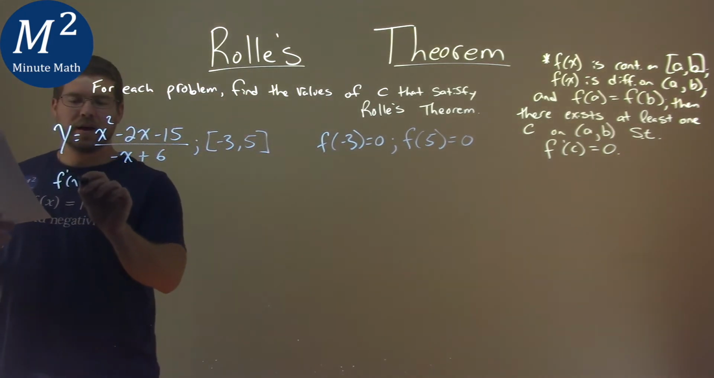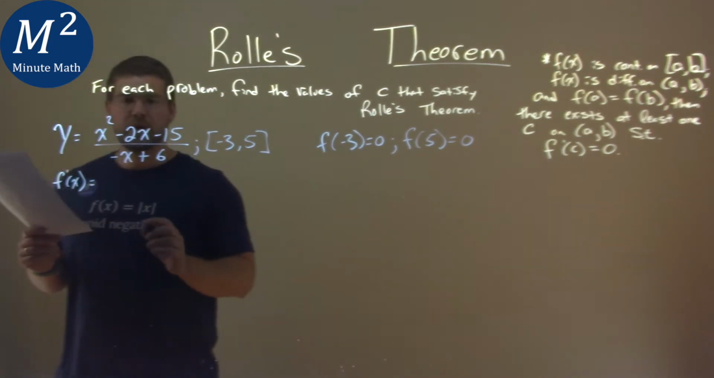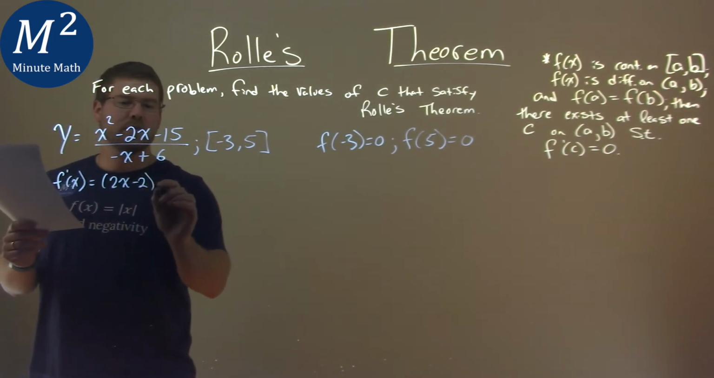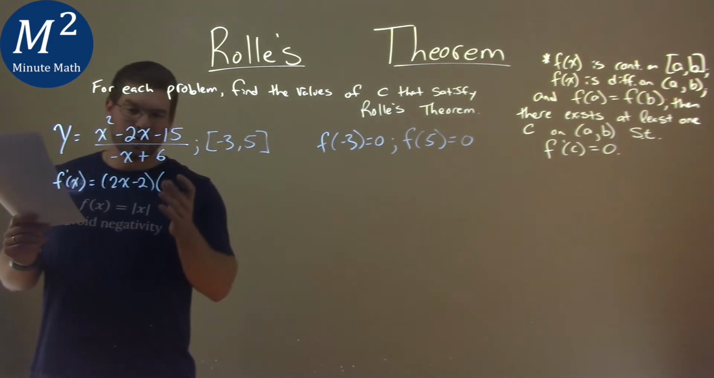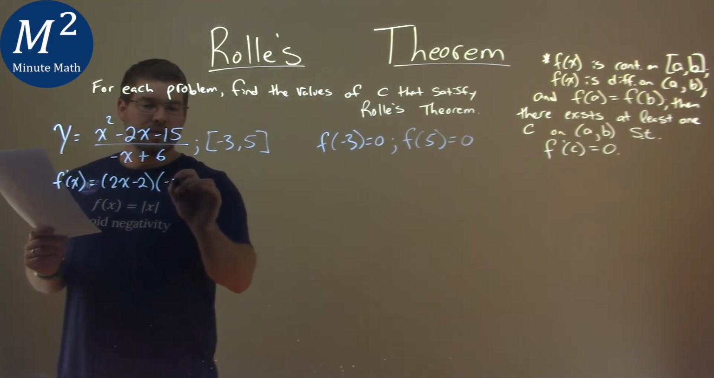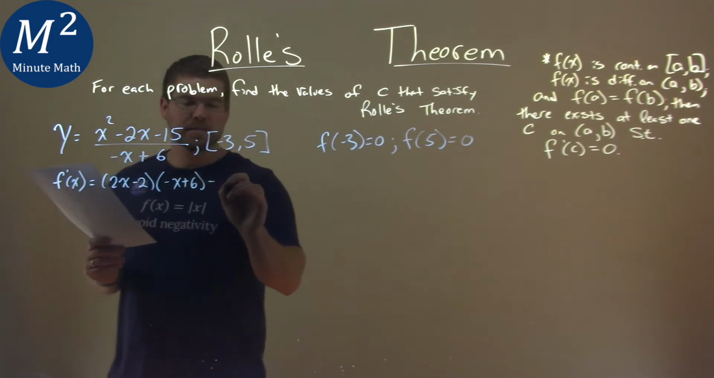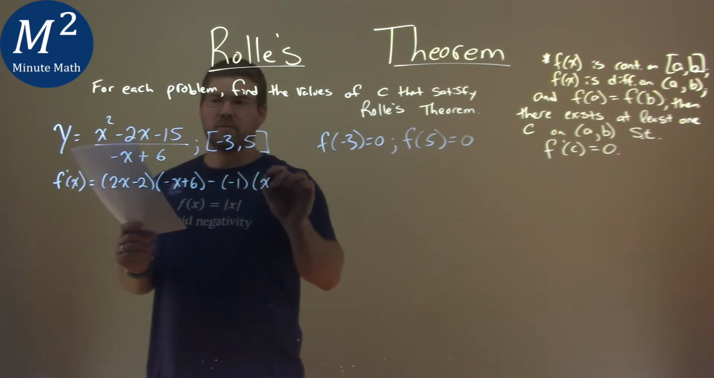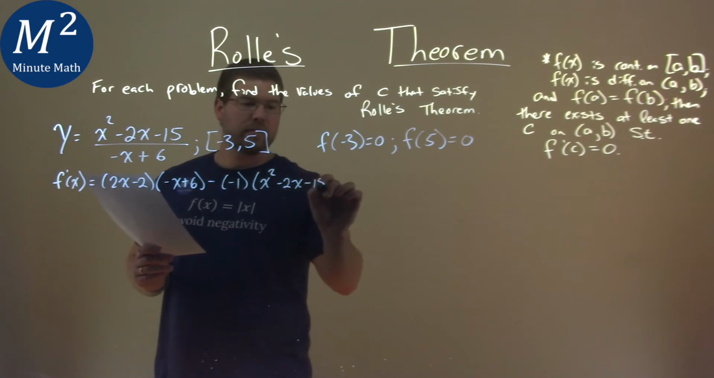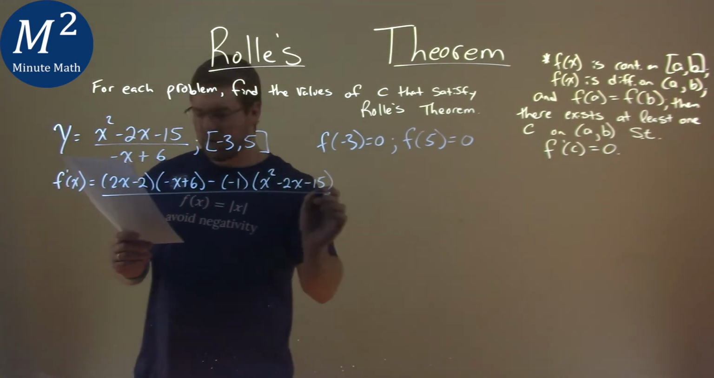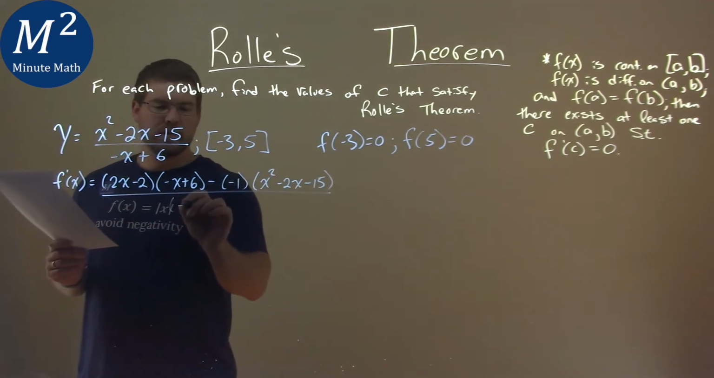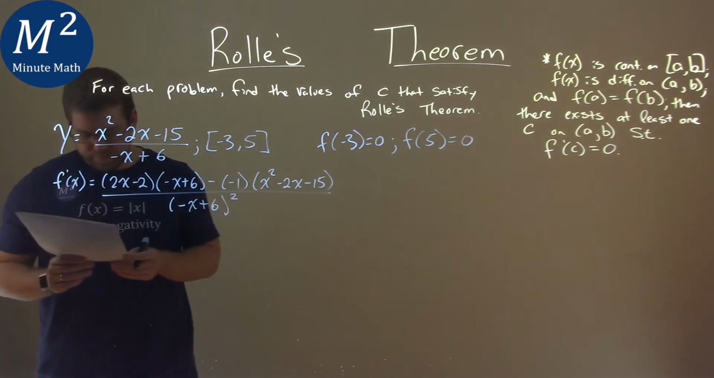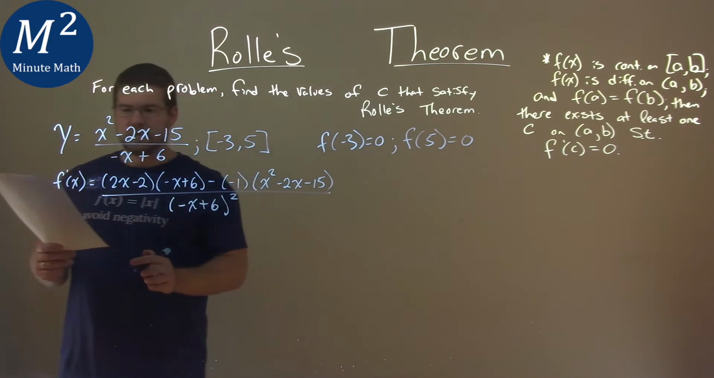So f prime of x, using the quotient rule here: derivative of the numerator, 2x minus 2, multiplied by the denominator, negative x plus 6, minus the derivative of the denominator, negative 1, times the numerator, x squared minus 2x minus 15. All over a good old denominator squared, negative x plus 6, all squared. From there, let's go simplify what we can.